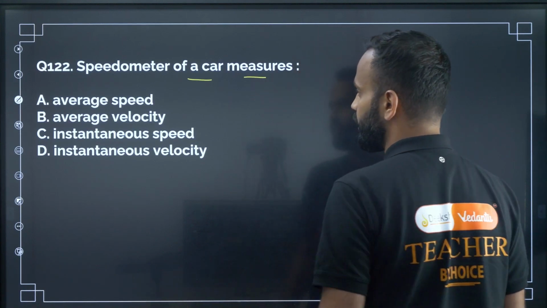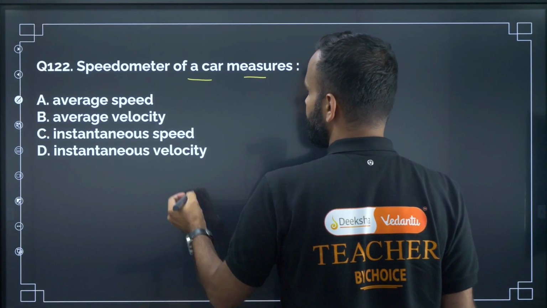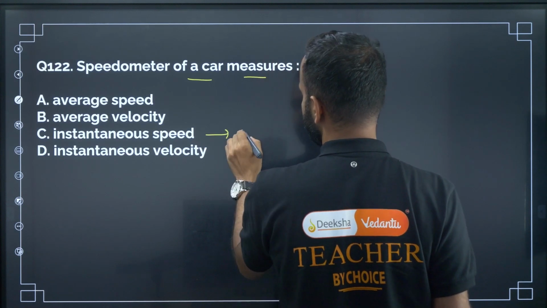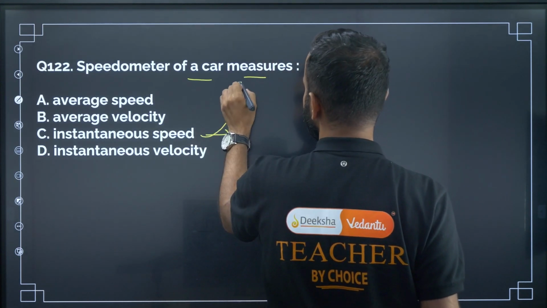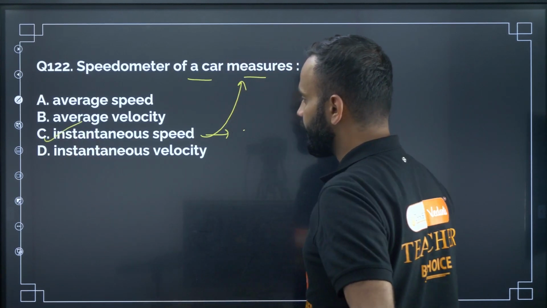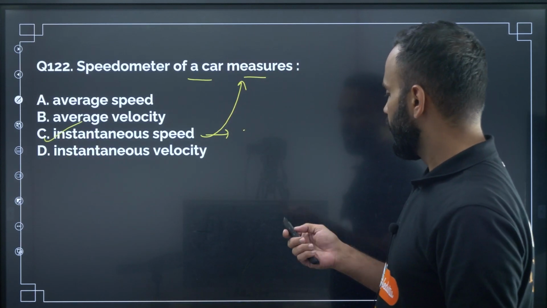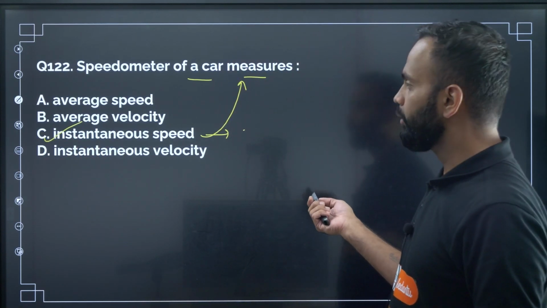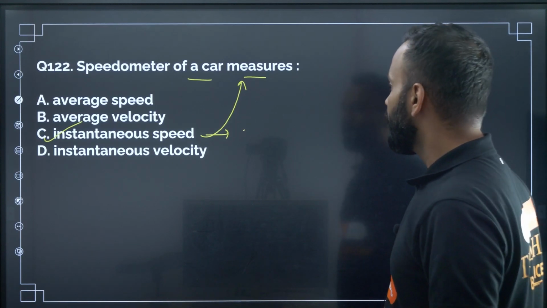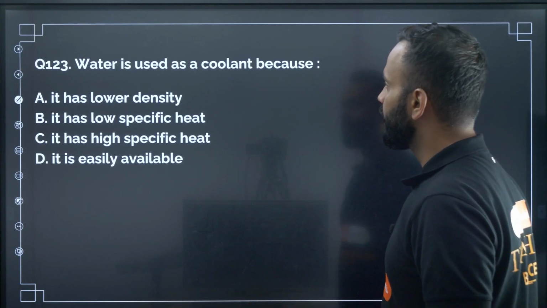Second question, 122. Speedometer of a car measures. Here, the speedometer of a car measures instantaneous speed. Okay, instantaneous speed. So option C is the correct answer. Okay. Next question. This question came from kinematics.